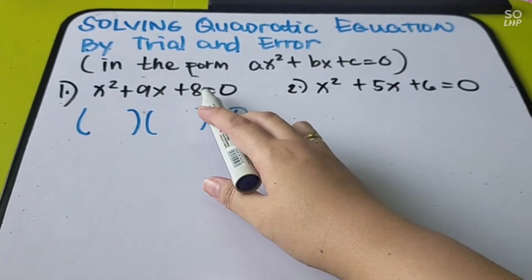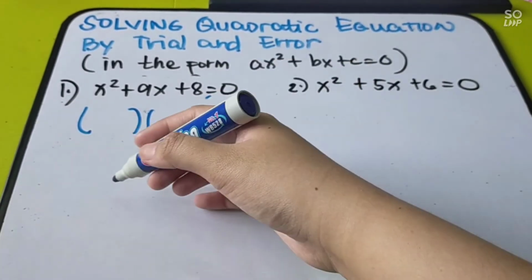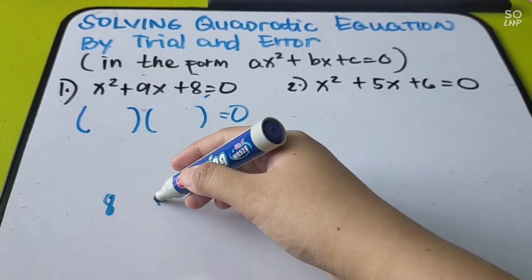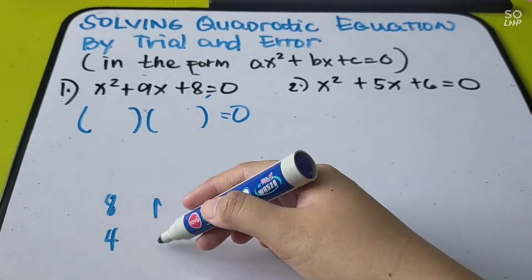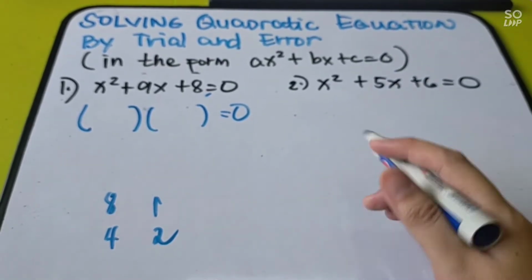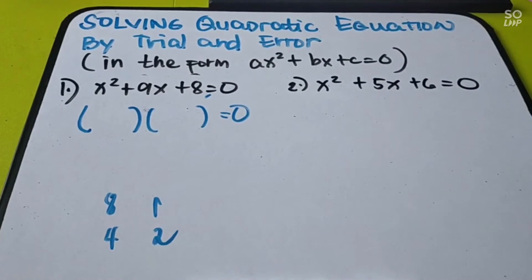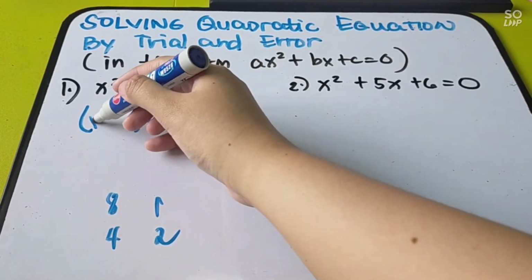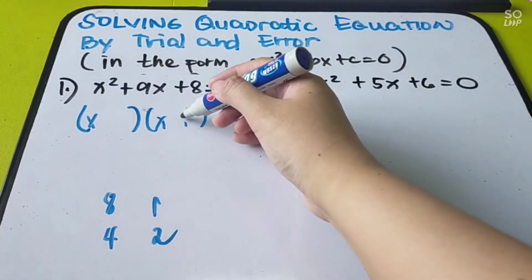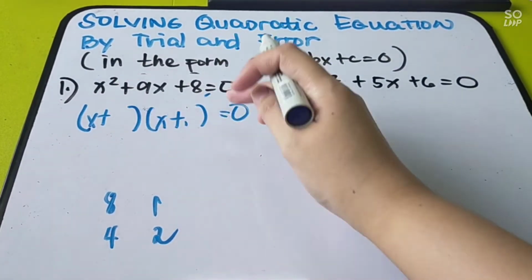So, try muna tayo, what are the factors of 8? Ang factors ni 8 ay 8 and 1, and then 4 and 2. So, yan yung factors ni 8. Since positive-positive naman siya, therefore, we have here x and x. Lahat ay positive din yung gagamitin natin sa gitna.